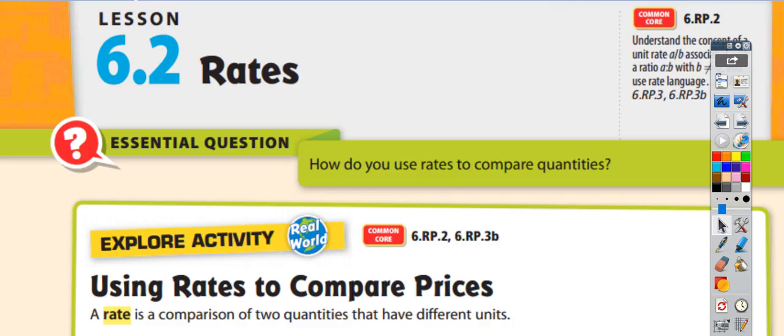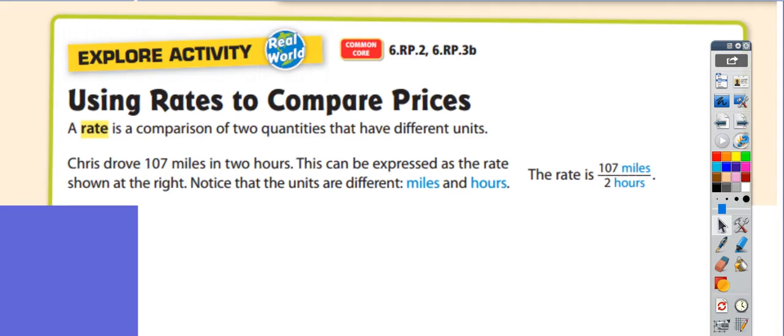We are on Lesson 6.2 Rates, page 155. The essential question is, how do you use rates to compare quantities? It starts off with an Explore activity. Let's read together about rates. Using rates to compare prices.